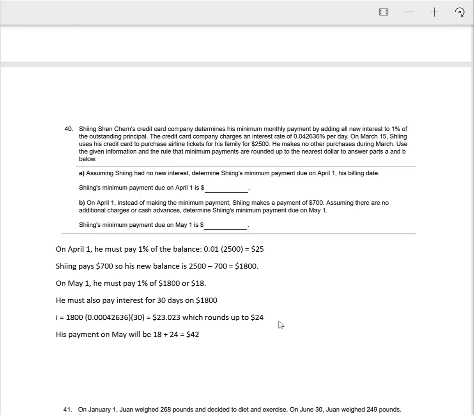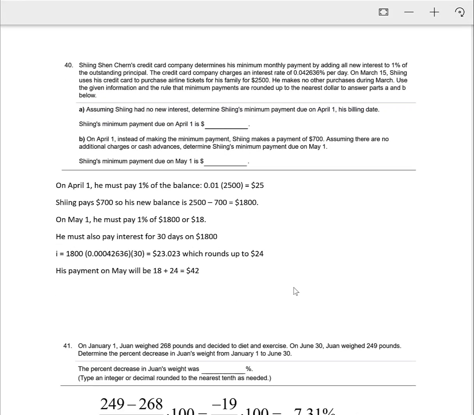So he charged $2,500, and he has to pay 1% of that. So $25 is due on April 1st. Now, say on April 1st, he makes more than the minimum payment. He actually also sends in an additional payment of $700. So we're going to take that $700 and apply it to the principal. And so we're now down to $1,800.